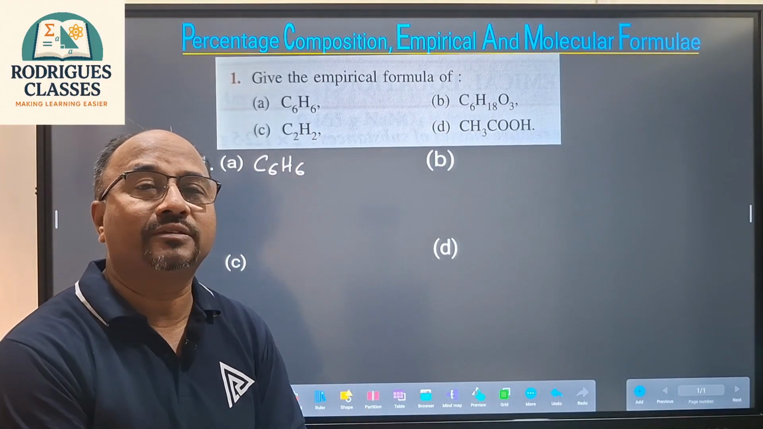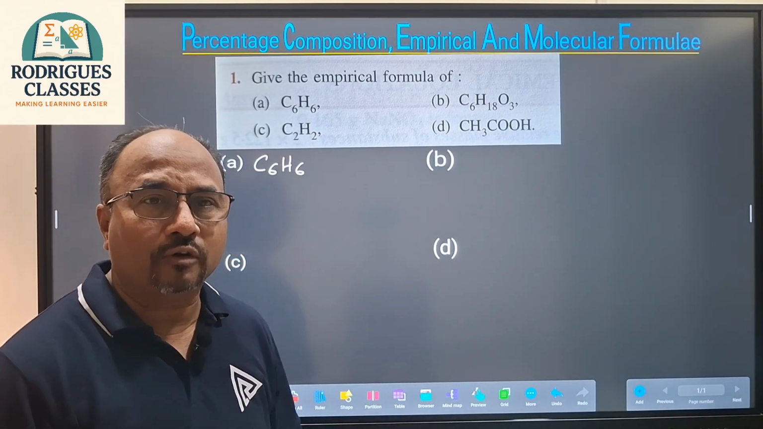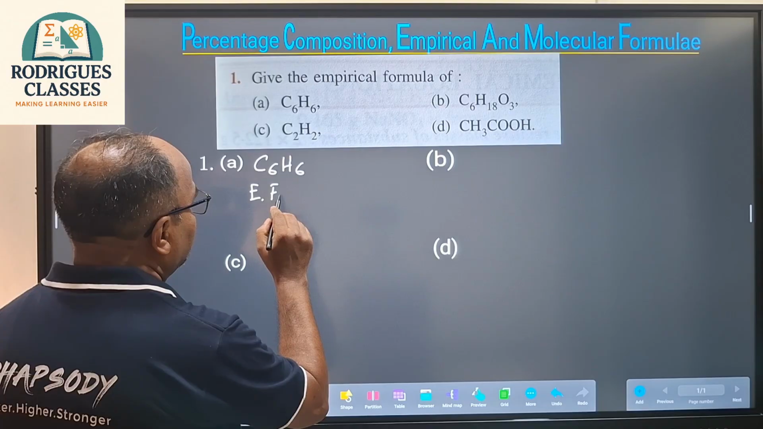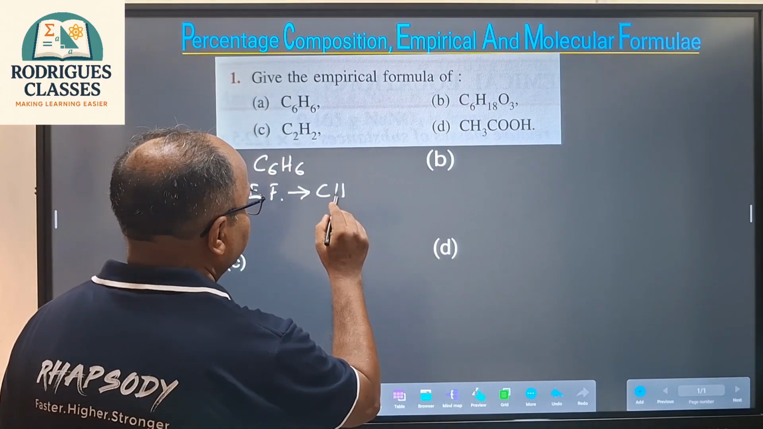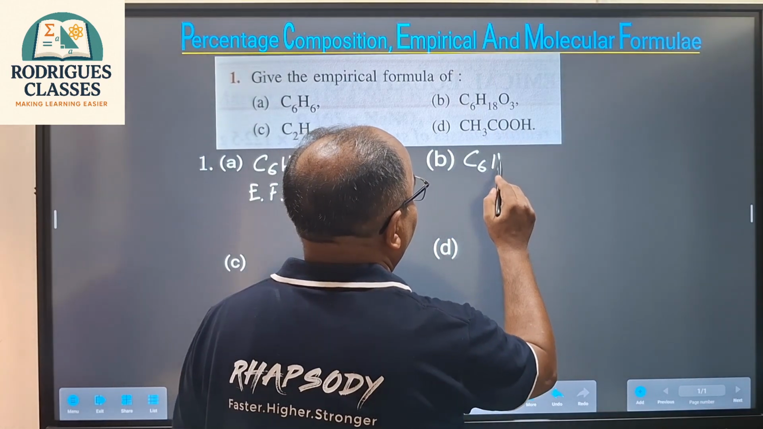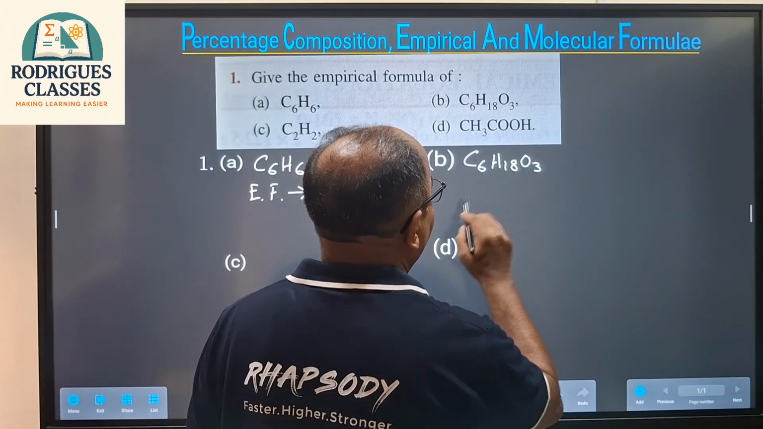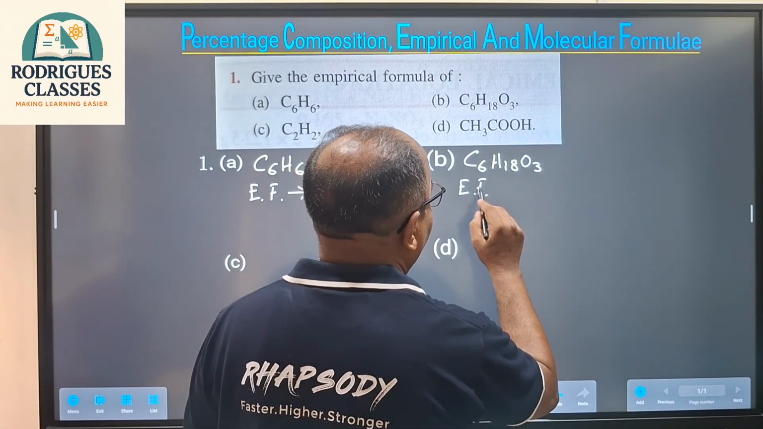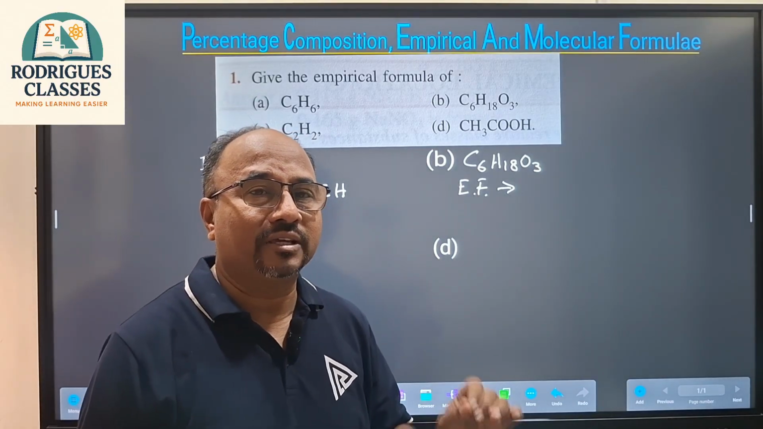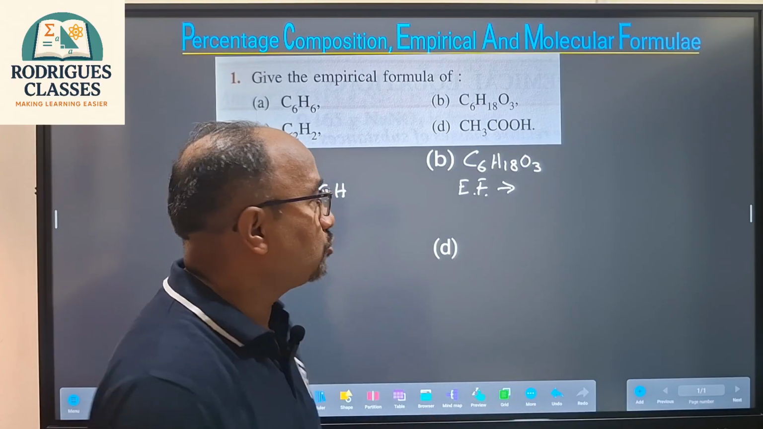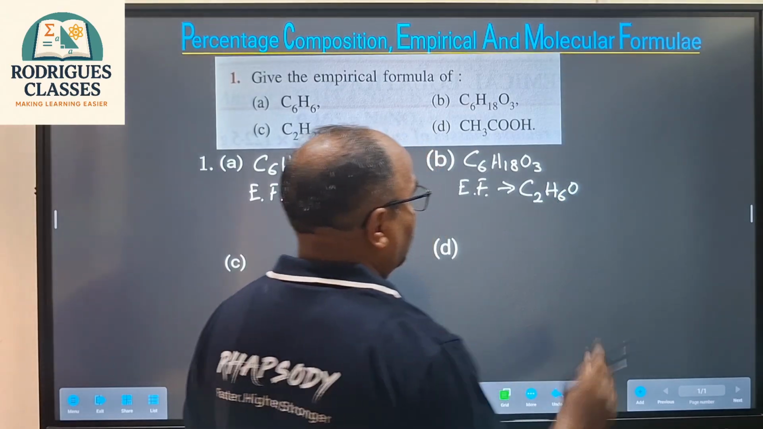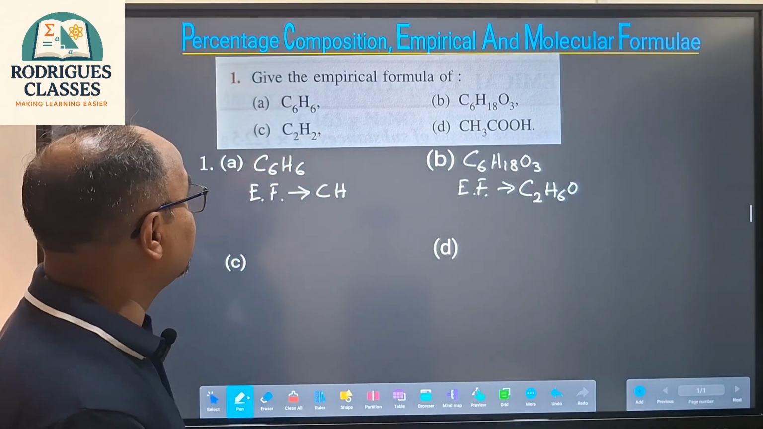So empirical formula means writing it in the simplest ratio. Both of them can be divided by 6, and so the empirical formula will become CH. Now coming to the next one, that is C6H18O3. You can see 6, 18 and 3, so each of them will get divided by 3. If you divide it by 3, you get C2H6O. So that becomes the empirical formula of this compound.